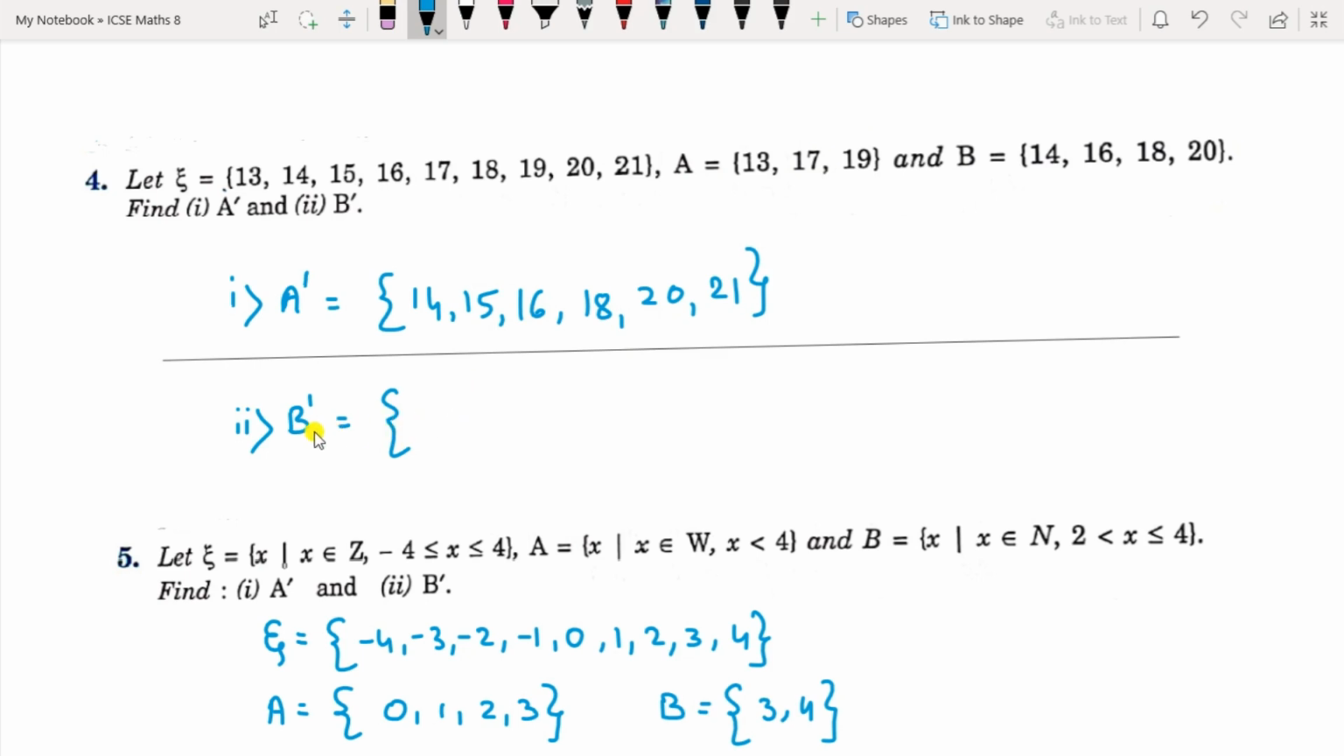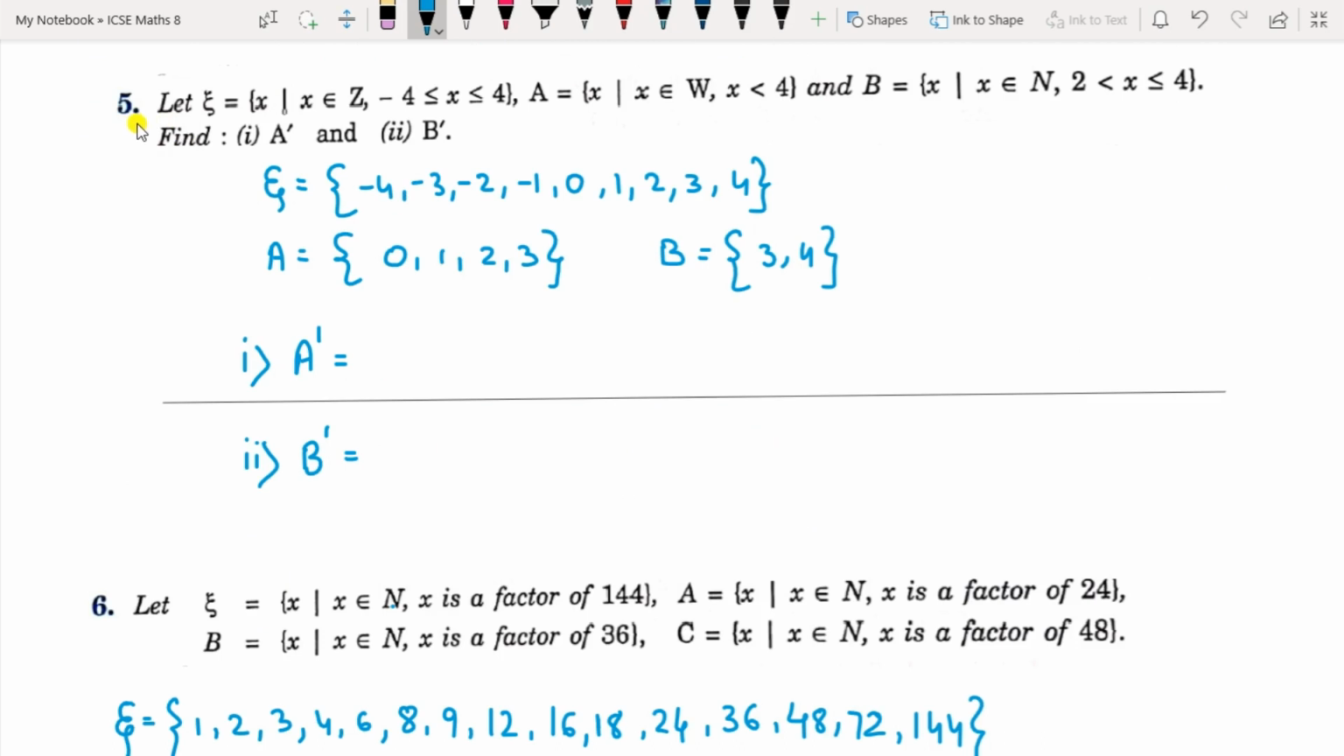Similarly, we will write it for B complement now. 14 is in B, so 13 is there, then 15, 16 is in B, then 17, 18 is in B, 19, 20 is in B, and 21. So this will be your B complement.